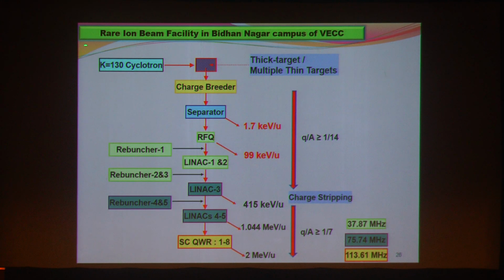This is a schematic diagram of the radioactive ion beam facility at the Bidhannagar campus of VECC. We take the beam from the K130 cyclotron. We use either a thin target or multiple thin targets. Charge breeder is nothing but an ion source. After that, you will have many exotic nuclei, but you want to select one of them to be used as a beam.